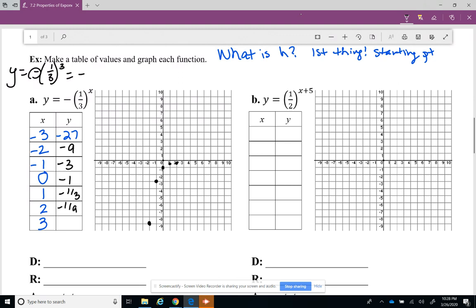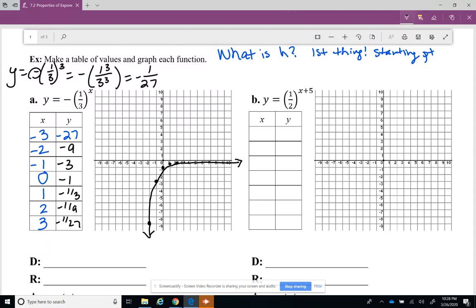Negative still on the outside. We have 1 cubed over 3 cubed. 1 cubed is 1, and 3 cubed is 27, so negative 1/27. All right, let's go ahead and draw our exponential function.